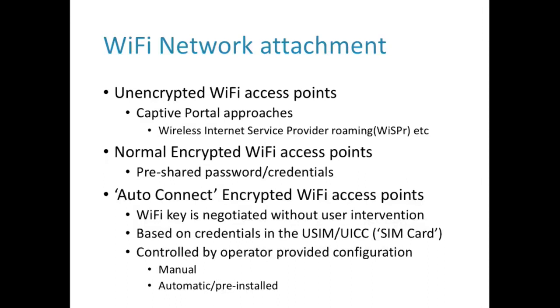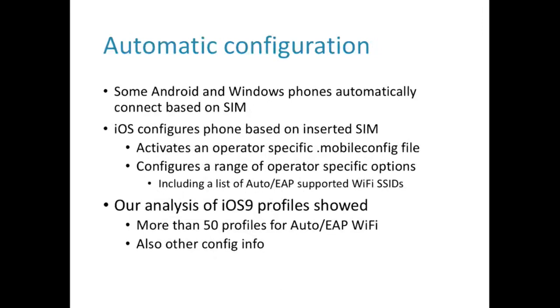And this is controlled by operator-provided configuration that gets loaded onto the phone. So users either have to configure it manually, or there is some automatic type of configuration. Let's have a closer look at those automatic configurations, because those basically mean that your phone, without you particularly asking for it, will just connect, because your operator has configured the phone to automatically connect to certain Wi-Fi networks.